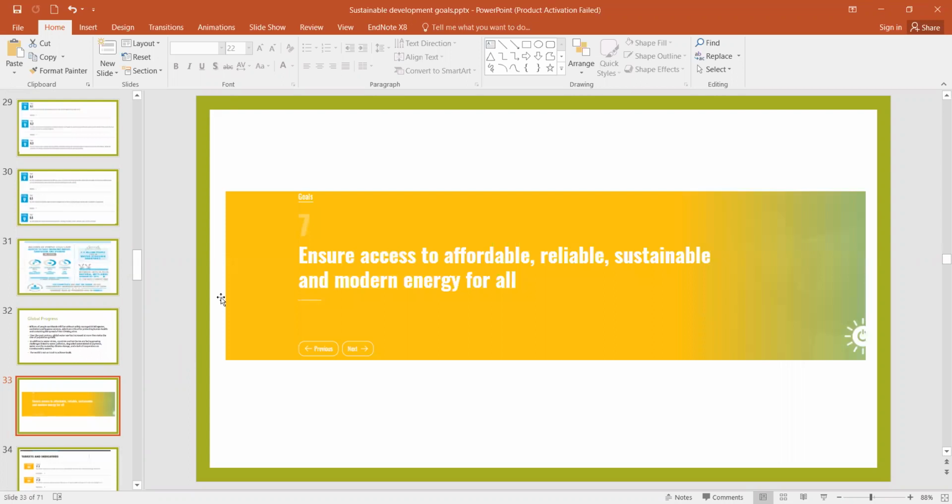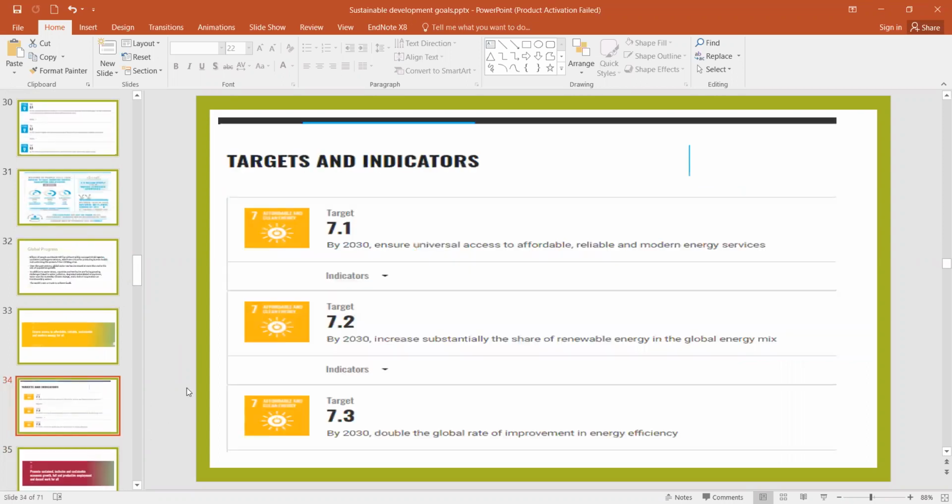SDG number 7: ensure access to affordable, reliable, sustainable, and modern energy for all. By 2030, ensure universal access to affordable, reliable, and modern energy services. By 2030, increase substantially the share of renewable energy in the global energy mix. By 2030, double the global rate of improvement in energy efficiency.